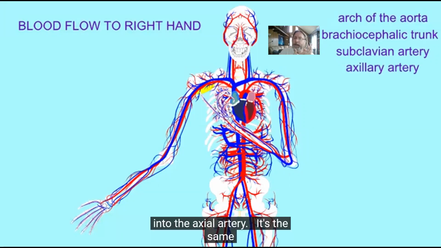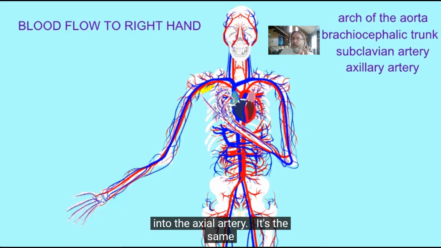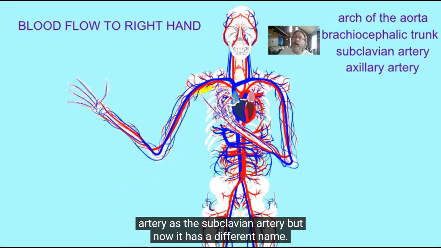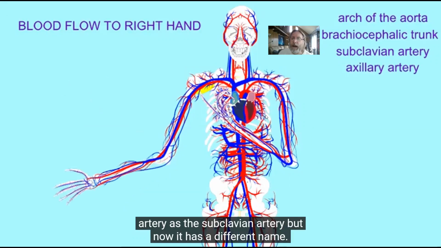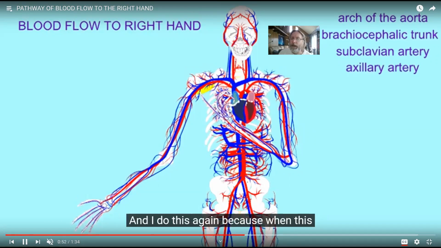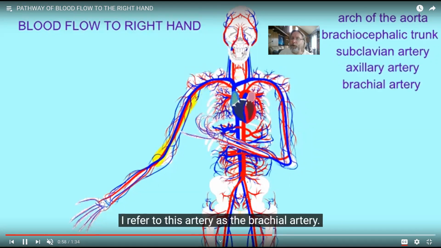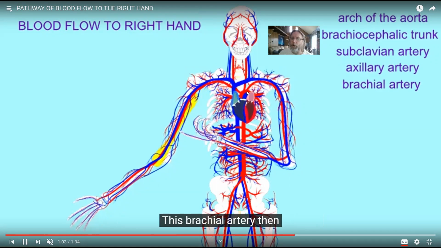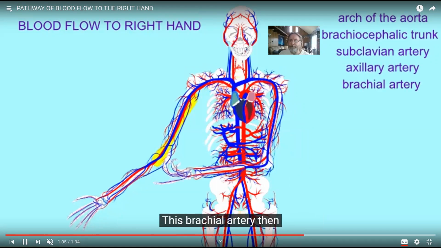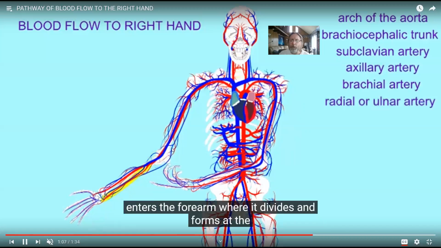The ulnar artery is on the medial side because the ulna is on the medial side. The radial artery is on the lateral side. Now, the brachiocephalic trunk, just like as we saw in the cat, is only on the right. So in humans, the right subclavian is coming off the brachiocephalic trunk, whereas the left subclavian comes off of the arch of the aorta directly.